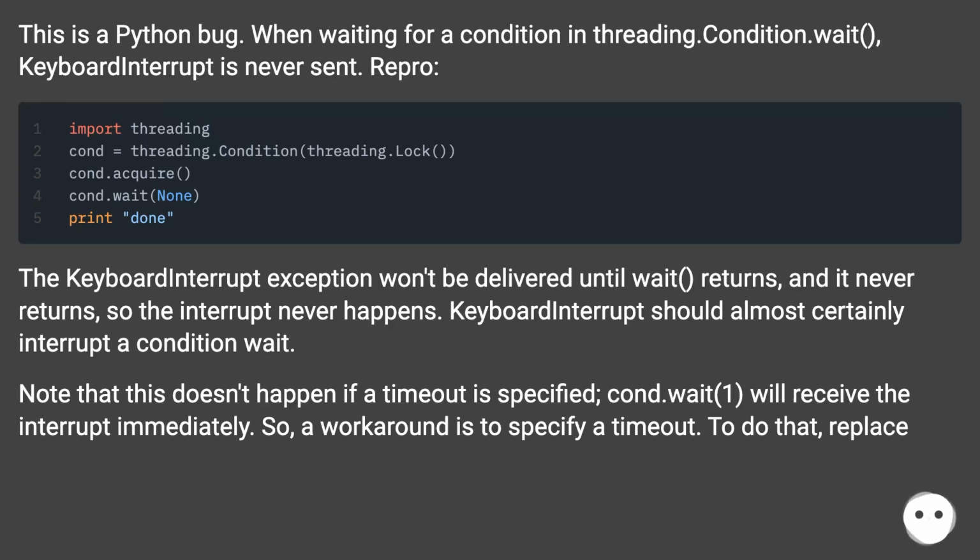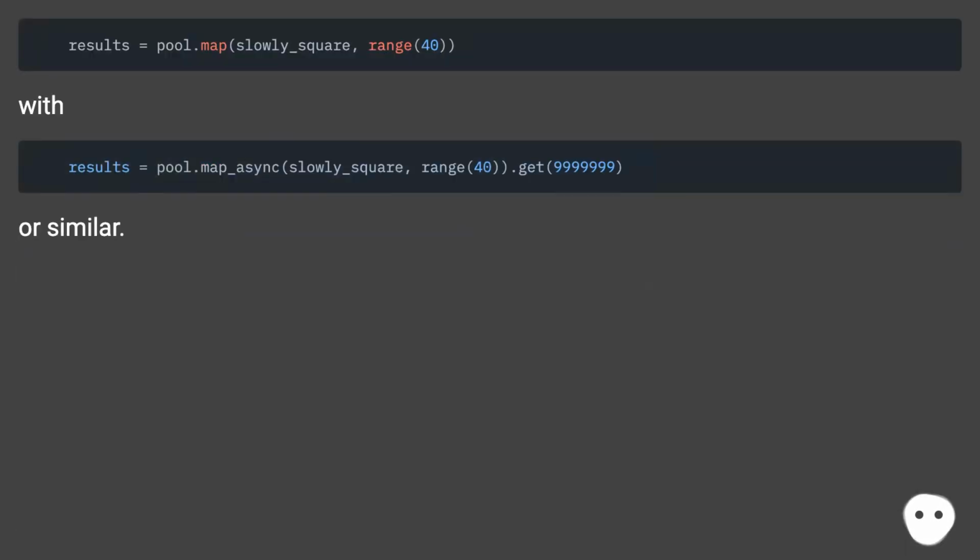Keyboard interrupt should almost certainly interrupt a condition wait. Note that this doesn't happen if a timeout is specified. Cond.wait(1) will receive the interrupt immediately. So, a workaround is to specify a timeout. To do that, replace it with the following, or similar.